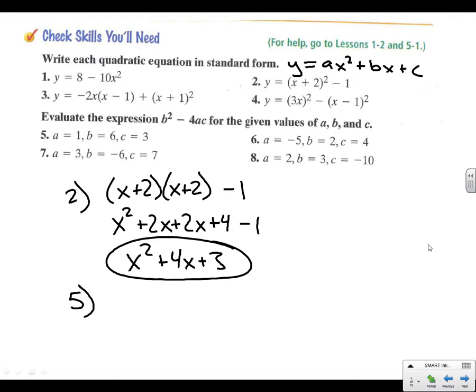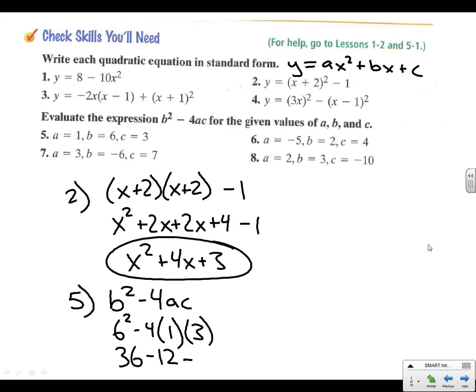They give us the expression b squared minus 4ac. And this is actually the discriminant. We'll learn this a little bit later on. But let's plug some things in. B is 6, A is 1 and C is 3. 6 squared is 36. 4 times 1 times 3 is 12. So our b squared minus 4ac here is 24. Alright, that's the answer. For 5, your job gets 6, 7, and 8. Pause the video, move on when you're ready.